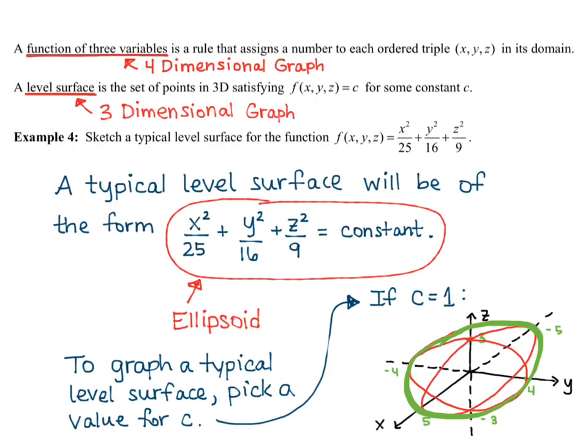It's this ellipsoid, so it's a three-dimensional object centered around the origin, where you have the different intercepts based on the denominators of your x squared, y squared, and z squared. Now if c were a different value, it would change those intercepts, but you would still have the same basic shape of your level surface. So that's what we mean by a typical level surface.